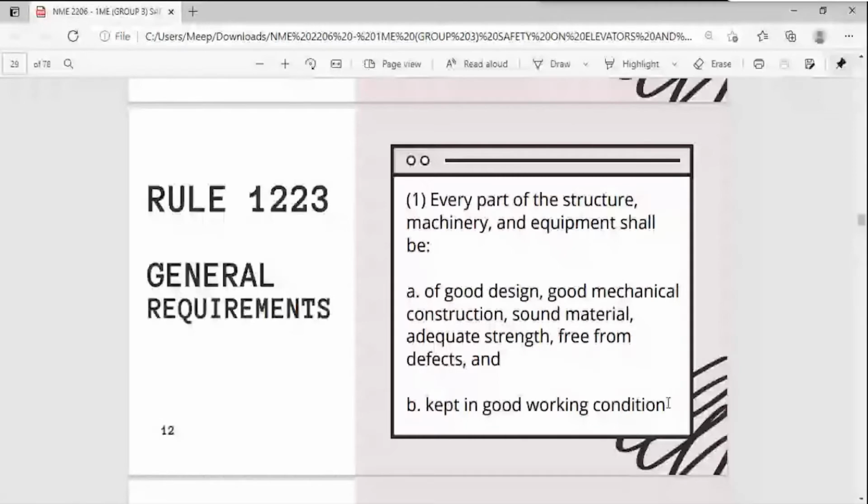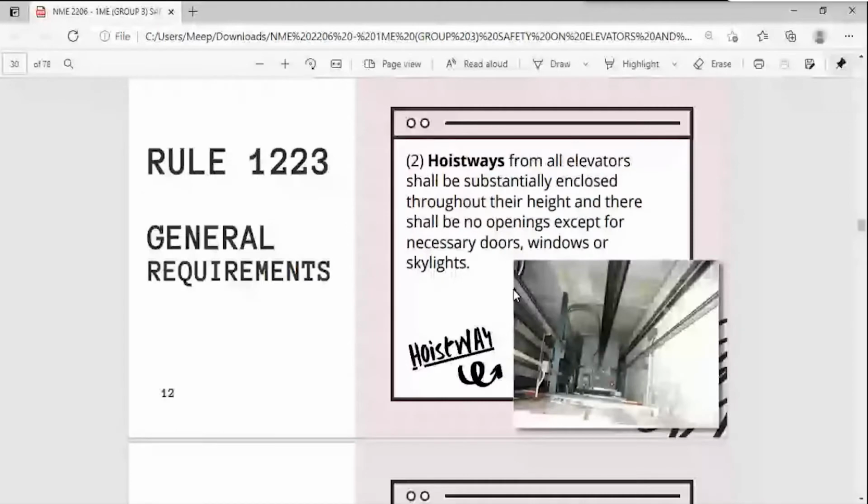For the hoistways, all elevators shall be substantially enclosed throughout their height, and there shall be no openings except for necessary doors and windows. Kasi rin yung aksidente, kailangan yung hoistway ng elevator or yung daanan ng elevator, kailangan eksakto siya sa mismong extreme height or lowest point ng elevator para hindi magkaroon ng aksidente na hindi natin inaasahan.